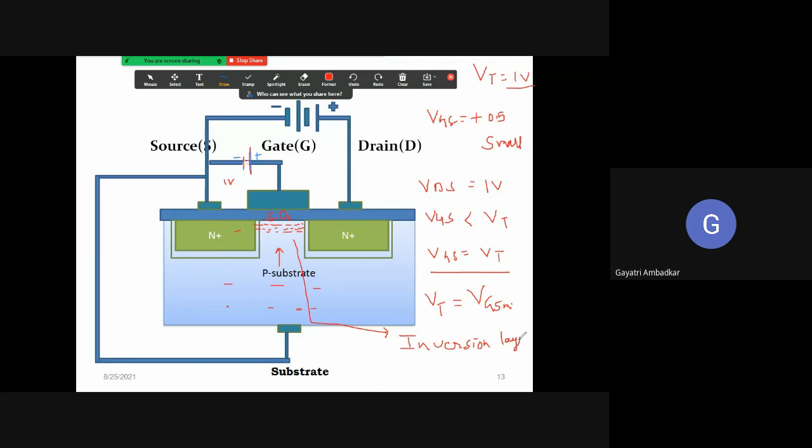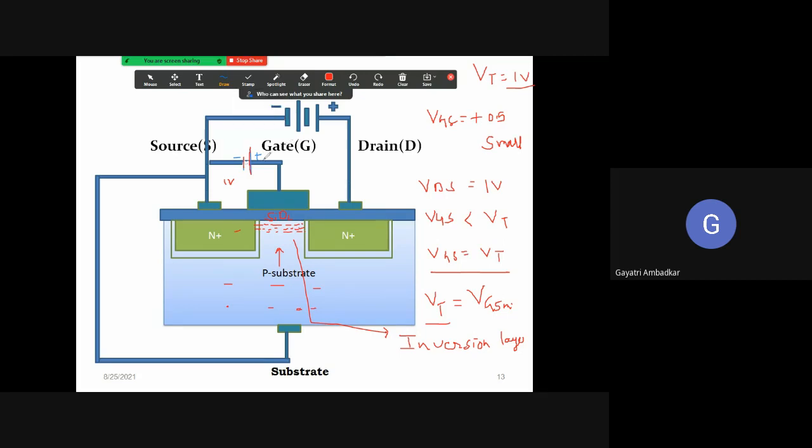So the layer of electrons which is established just below the SiO2 layer is called the inversion layer. And I will now define VT. The layer of electrons that is established just below the SiO2 layer in an N-channel MOSFET is called the inversion layer. And the minimum gate to source voltage that is required to form this inversion layer is called the threshold voltage, VT. So what is threshold voltage? This is an important definition. The minimum value of gate to source voltage required to establish the inversion layer is called the threshold voltage.